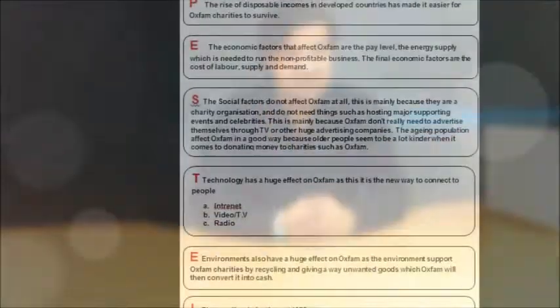The political factors affect Oxfam in many ways, such as the Sex Discrimination Act of 1975, the Disability Discrimination Act of 1995, and the National Minimum Wage Act 1998. Economical: the economical factors that affect Oxfam are pay level, energy rise, labor supply, and demand.